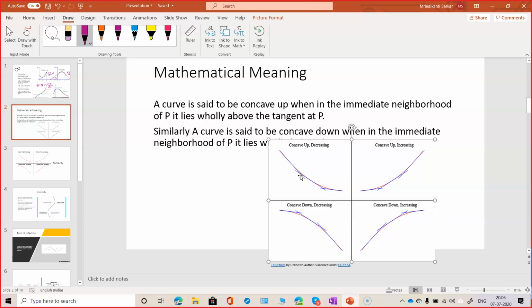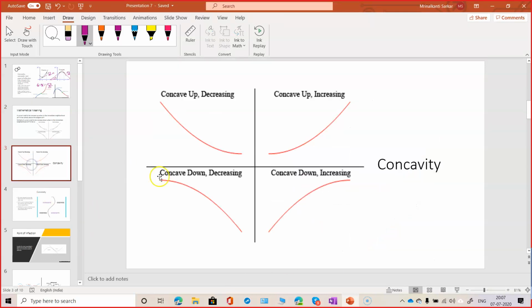If the graph of the function lies above the tangent, then it is concave up. If it lies below the tangent, it is concave down. Okay? So remember everything in terms of concavity only. Concave up means the curve will lie above the tangent. Concave down means the curve will lie below the tangent. Okay? So this is just another example that I was taking. The meaning is the same.